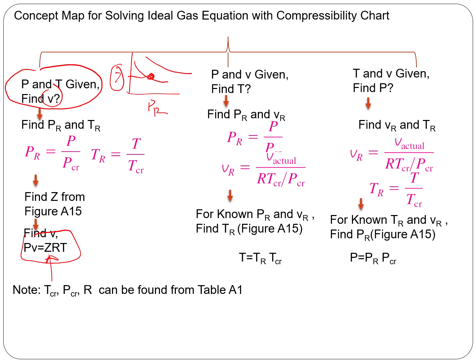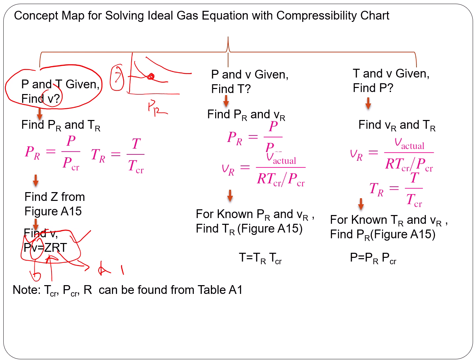Okay, so R, you can get the value depending on what gas you have from A1, and P and T are given, the value of Z we just got from the chart, so the only unknown is specific volume. Okay, that's how you can calculate.